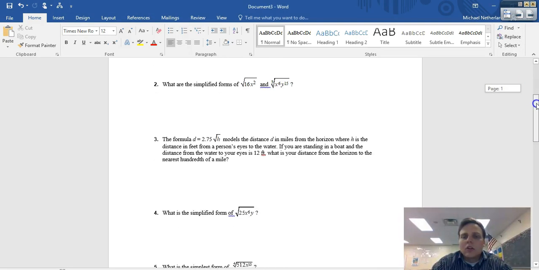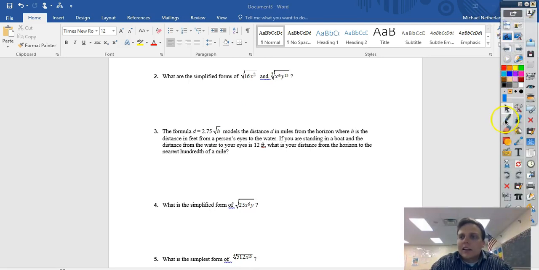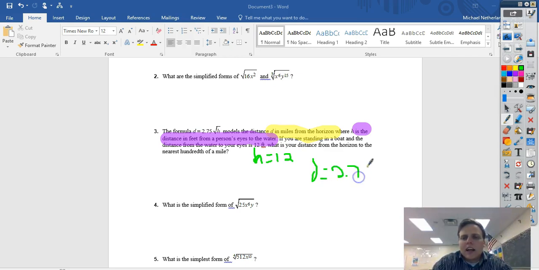Okay, so look, it tells me some very important information. It tells me that d is the distance in miles from the horizon, where h is the distance in feet from a person's eyes to the water. And then it tells me something else, the distance from the water to your eyes is 12 feet, so it's giving you an h. It's giving you that h equals 12. So it wants you to find d, which is equal to 2.75 times the square root of 12.